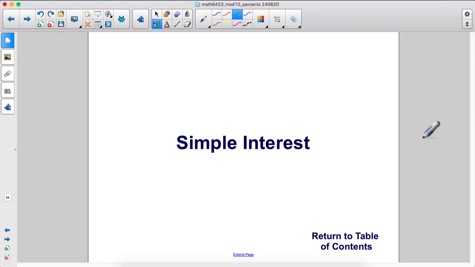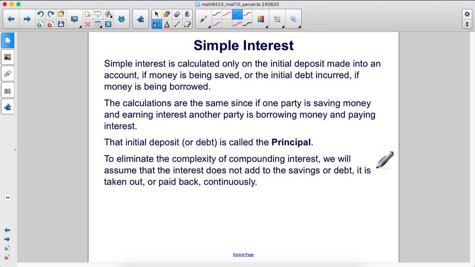Simple interest. Simple interest is calculated only on the initial deposit made into an account if money is being saved, or the initial debt incurred if money is being borrowed. The calculations are the same, since if one party is saving money and earning interest, another party is borrowing money and paying interest. That initial deposit or debt is called the principal.